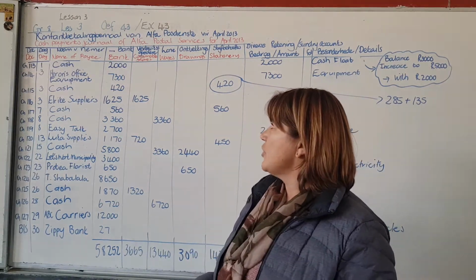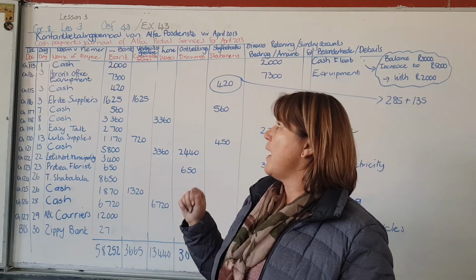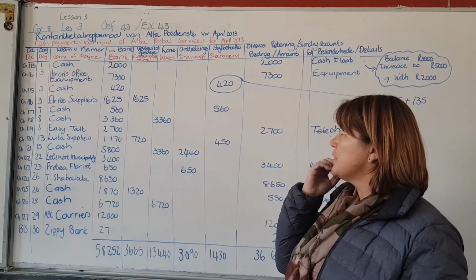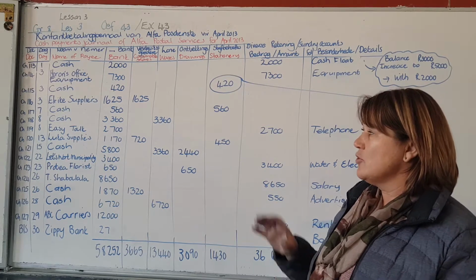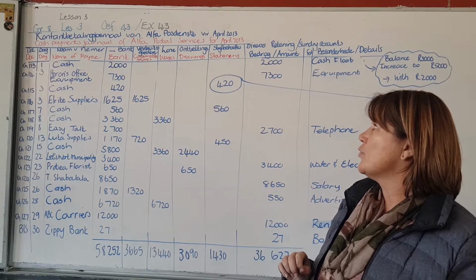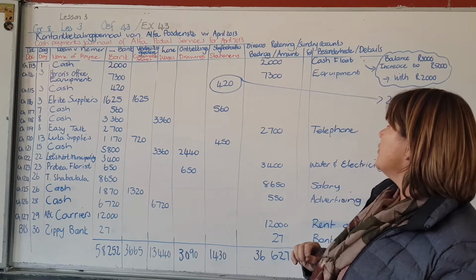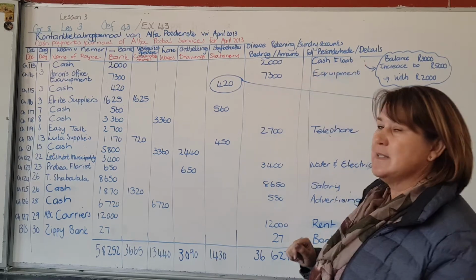3, the CPJ, I've written that in red, Cash Payments Journal of Alpha Postal Services for April 2013. Your document number, your day, your name of payee, bank, consumable stores, wages, drawings, stationery, and then you've got your sundry accounts, the amount and the details.